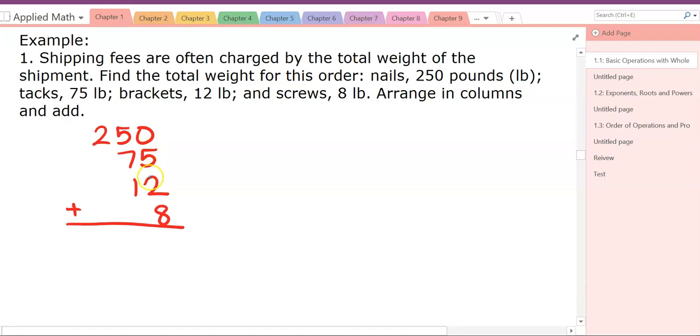So 5 plus 2 plus 8 is going to be 15, carry the 1. And then you have 1 plus 5 plus 7 plus 1. So you're going to have 6, 7, 14, carry the 1. 2 plus 1 is going to be 3. So 345, and this would be pounds. Make sure if your question has a label involved that your answer has a label.